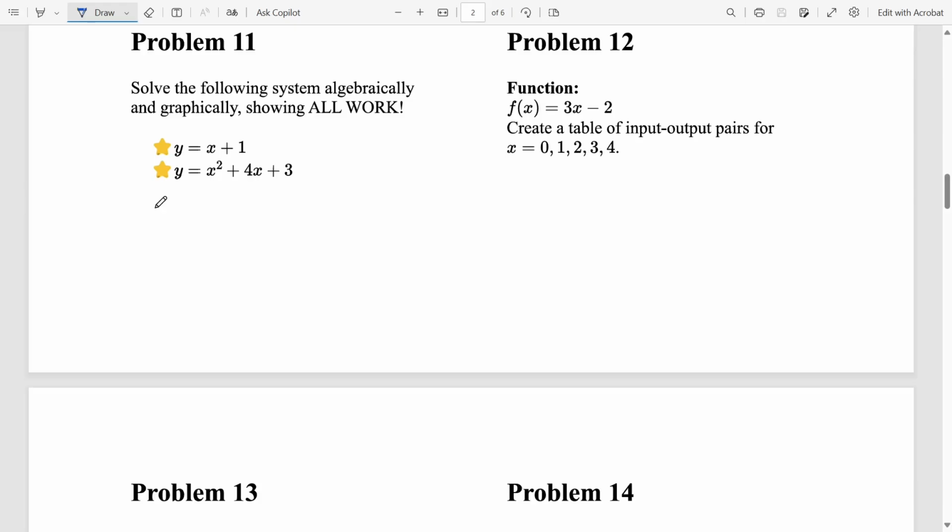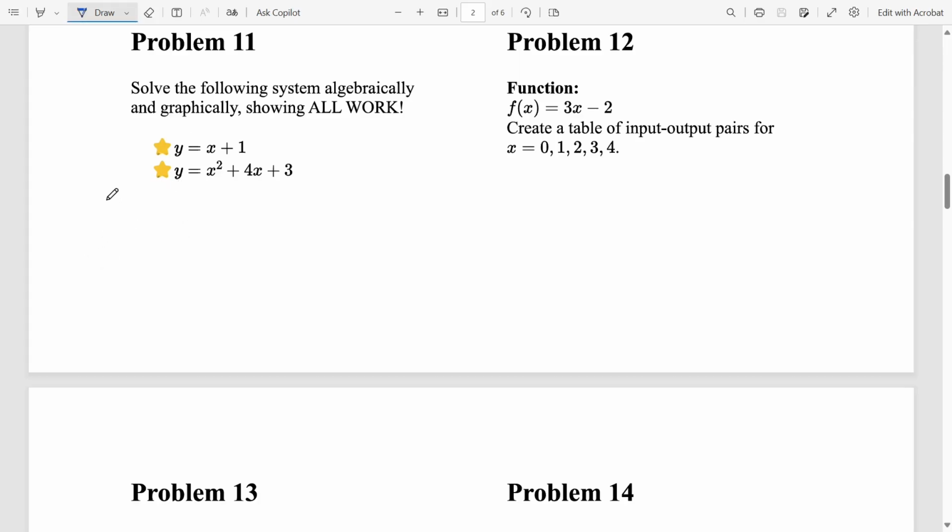In this video, we're going to continue with my Algebra 1 Honors Finals review. We're on problem 11. Let's take a look. It says solve the following system algebraically and graphically showing all work. So we have y equals x plus 1 and y equals x squared plus 4x plus 3.